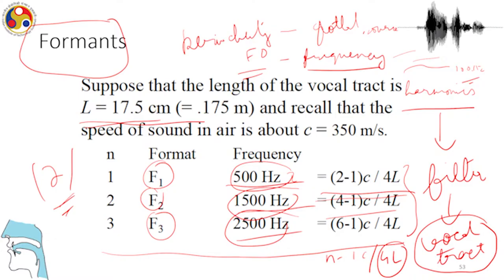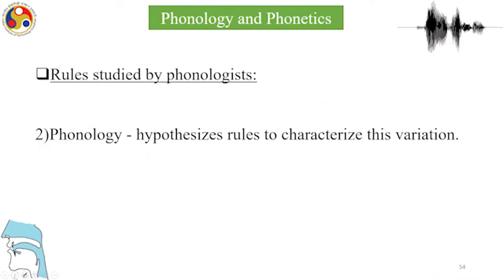And we have more complicated ways of calculating F1. For instance, for the vowel E, we have to talk about the Helmholtz resonance for the first formant, because again, as we recall, we talked about the different cavities when we have different vowels.